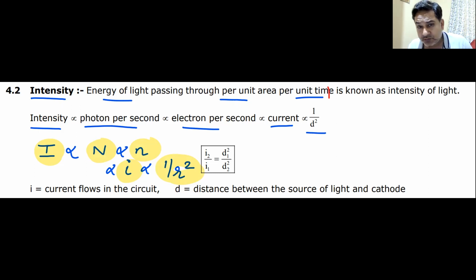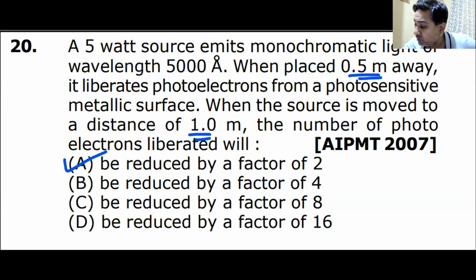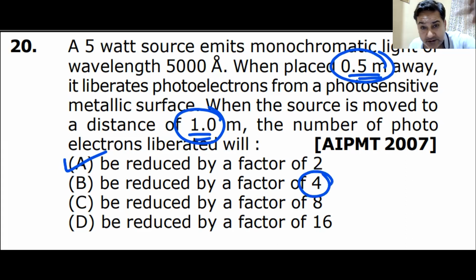So now coming back to the question, what has happened to the distance? Distance has become 2 times. It was 0.5 before. Now it has become 1. It has become twice. Yes or no? Yes, sir. So intensity, or the number of photons reaching it, or number of electrons emitted, will reduce by a factor of 4. Yes or no? Yes, sir. R square, distance ka square. Distance became twice, so it reduced by a factor of 4. Yes or no? Yes, sir.